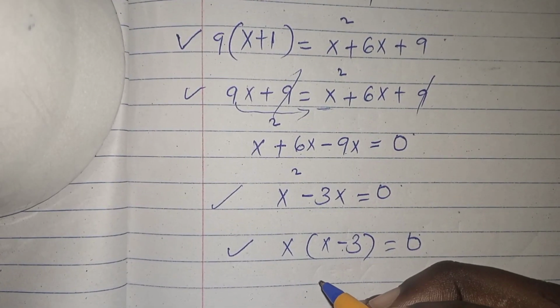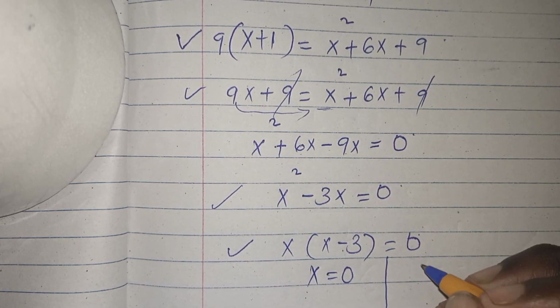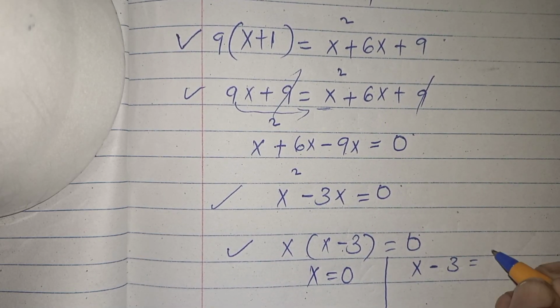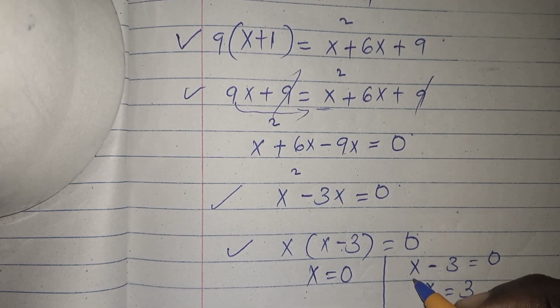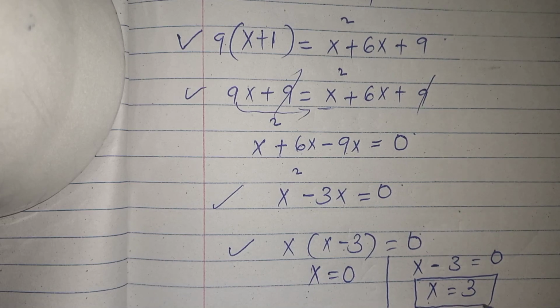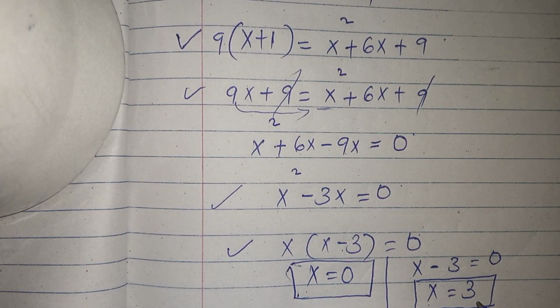So we have now the first value of x. x is equal to 0. And on the other side, x minus 3 is equal to 0. This means that x is equal to 3. So we have two values of x. x is equal to 0 or x is equal to 3.